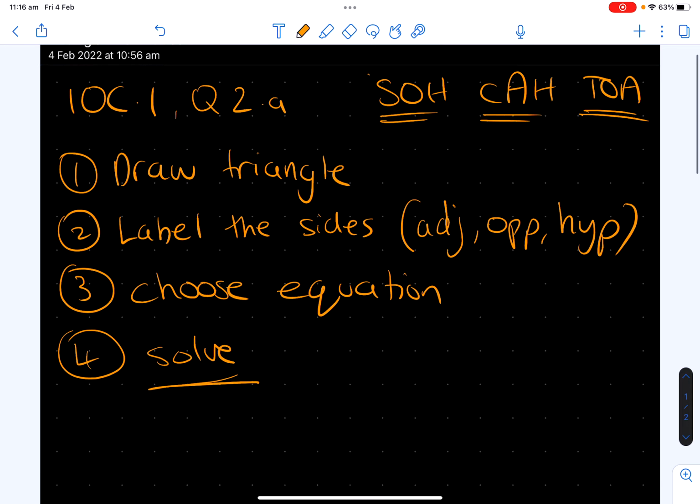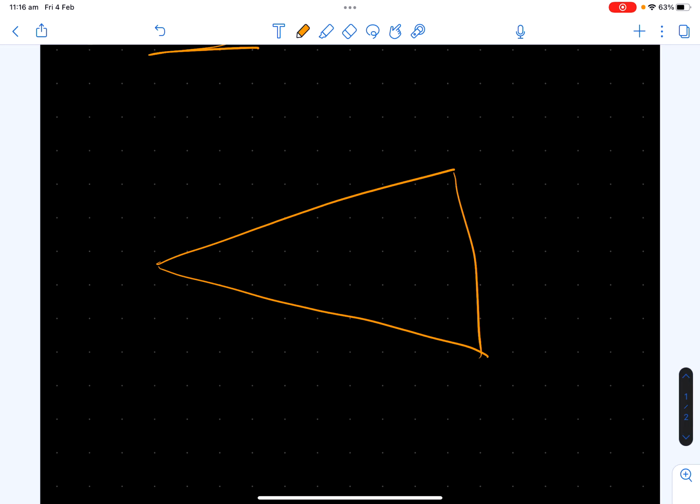Okay, so we're going to be working on question 2a. So I'm going to draw this nice and big. I'm drawing it in the exact same orientation as in the book because I don't want to get confused. So that's step 1, drawing the triangle. It's done, drawn. Now we are going to label the sides.